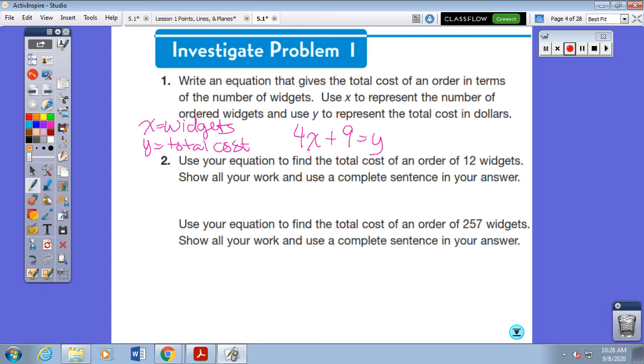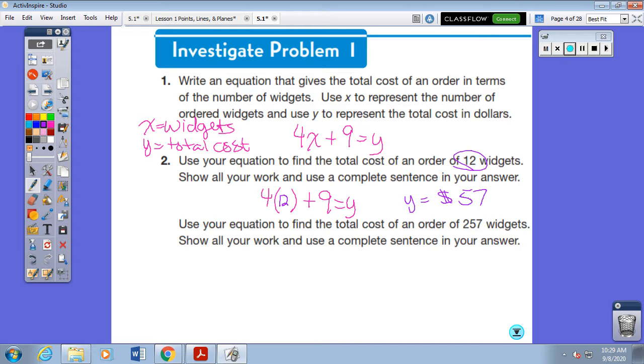Use your equation to find the total cost of 12 widgets. So I'm going to do 4 parentheses plus 9 is going to be equal to Y. So you're going to plug in your 12 widgets. So 4 times 12 is 48 plus 9. So Y is going to be, it's in dollars, $57. Make sure you can calculate that.